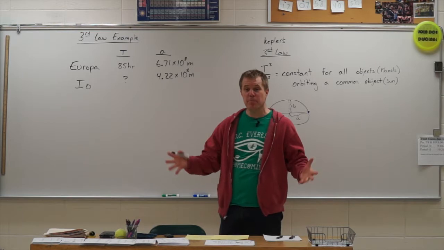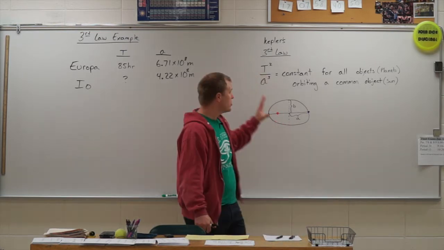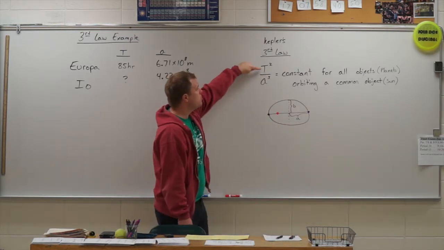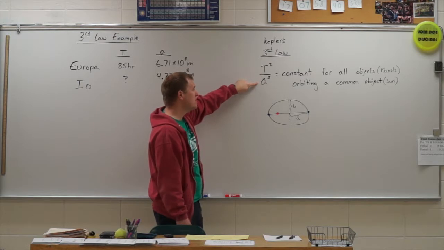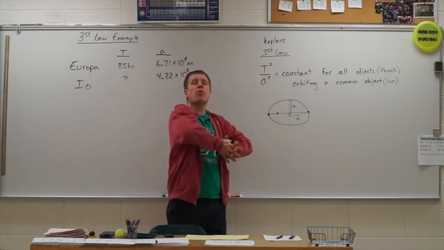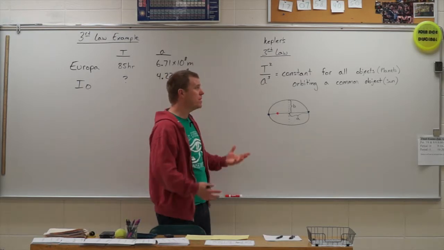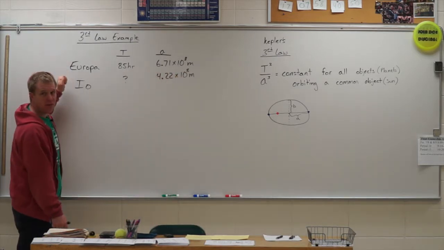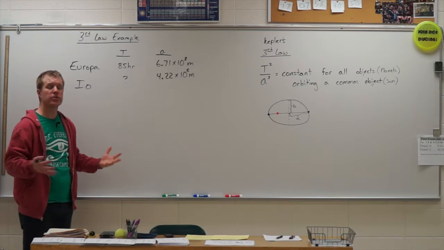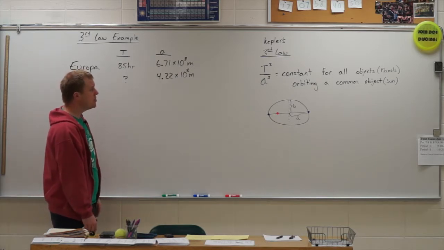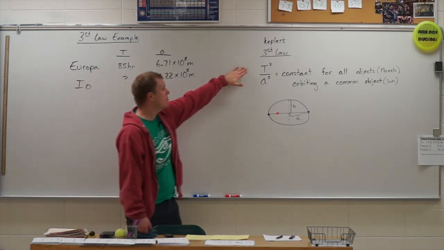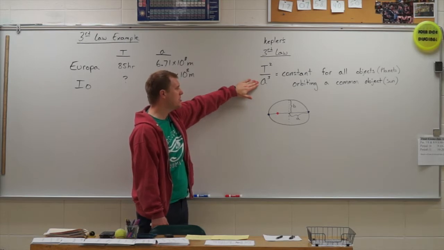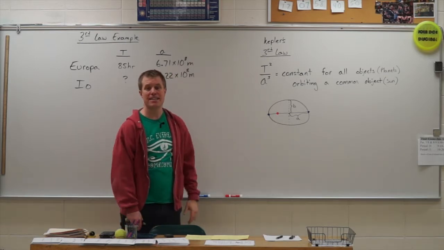All right, we're going to do an example of Kepler's third law. So Kepler's third law, just a quick refresher, is period squared divided by the semi-major axis cubed is going to be the same for all objects orbiting a common object. The example we're going to do today is two moons of Jupiter. So they both orbit Jupiter, so they have a common orbiting object. And so their ratio of period squared divided by the semi-major axis cubed is going to be the same.